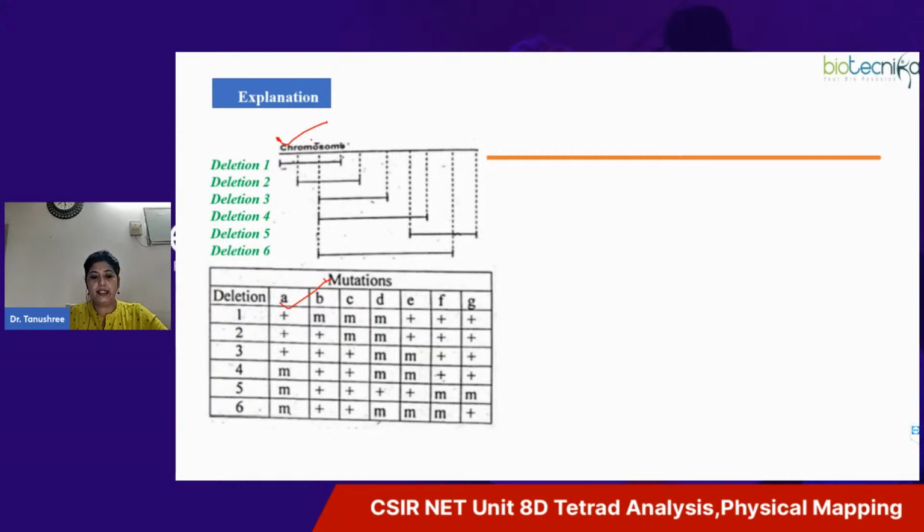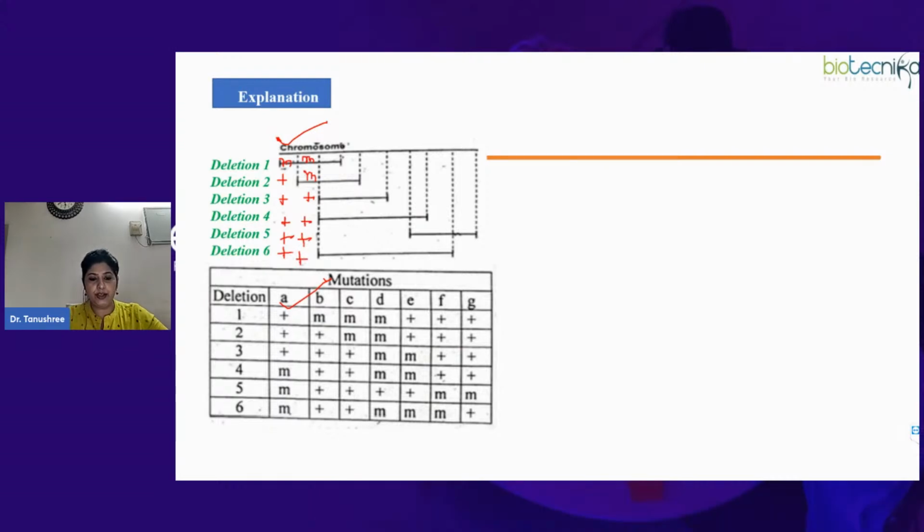So what do you think is the answer here? Here this is mutant, here it is present. So what is your answer? Some are saying option 3, some are saying option 2. All have answered. So let's check.